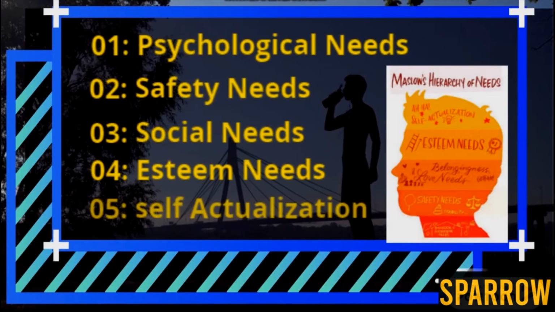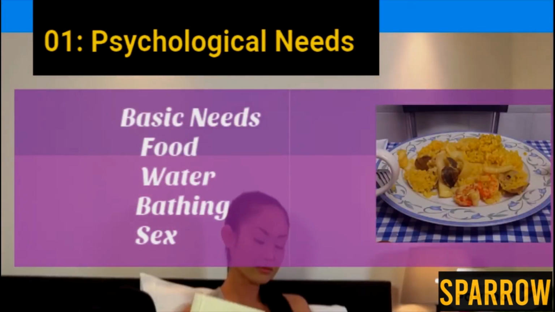Levels of needs that are defined by Maslow's hierarchy of needs theory. Number 1, physiological needs. Number 2, safety needs. Number 3, social needs. Number 4, esteem needs. Number 5, self-actualization.